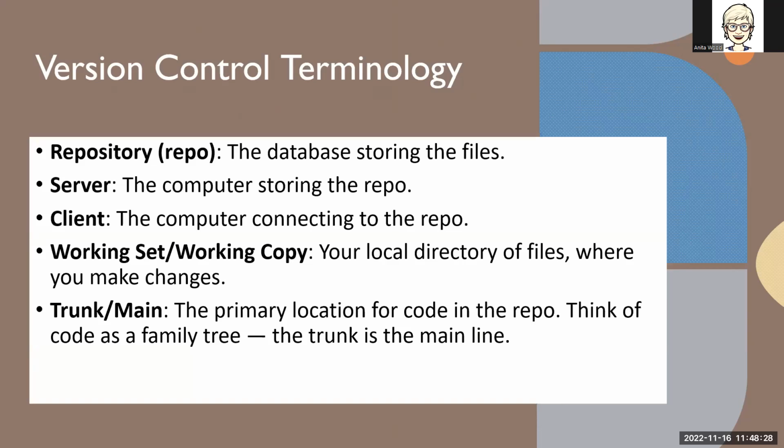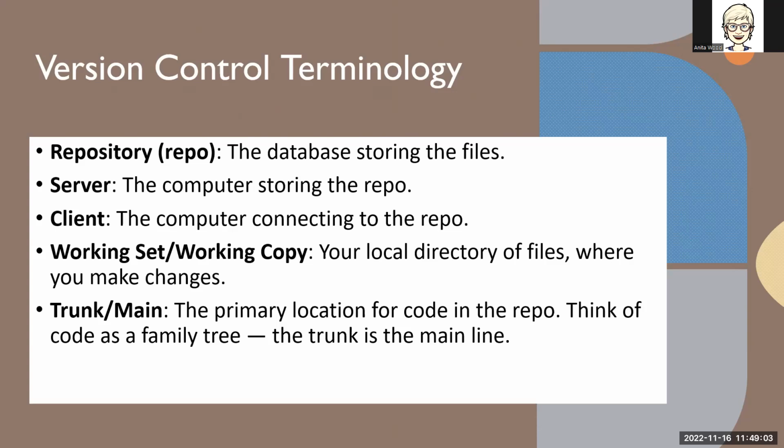Understanding the terminology that surrounds version control is half the battle in understanding how version control works. So we're going to start with a vocabulary lesson. We have a repository, sometimes referred to as repo, and that's the database storing the files. Now there is a server, which is the computer that is storing the repo. Then we have clients, and those are the computers that are connecting to the repos. Those are all the different software developers' computers themselves.